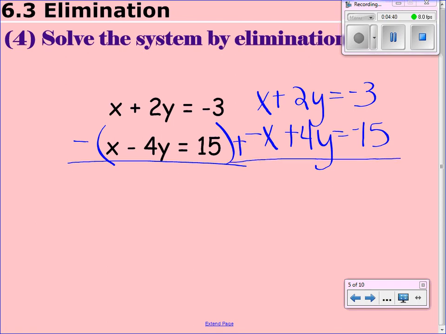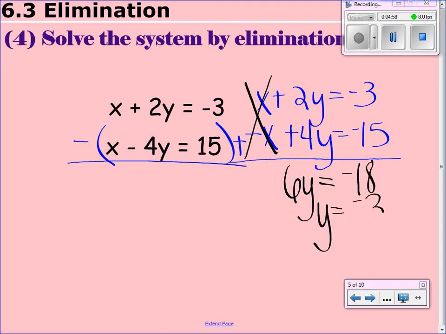So look what ends up happening here. The x's end up canceling out. Now I have 2 plus 4, which is 6y. Negative 3 and a negative 15 gives me a negative 18. So y equals negative 3. So we know what the y coordinate is, negative 3. So now we have to find the x coordinate.